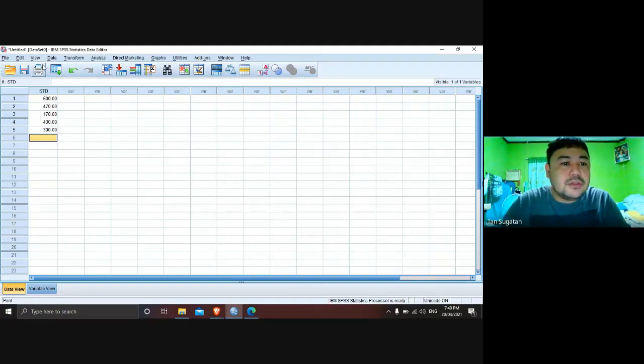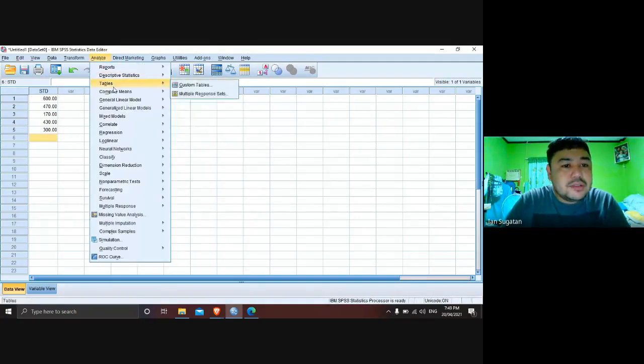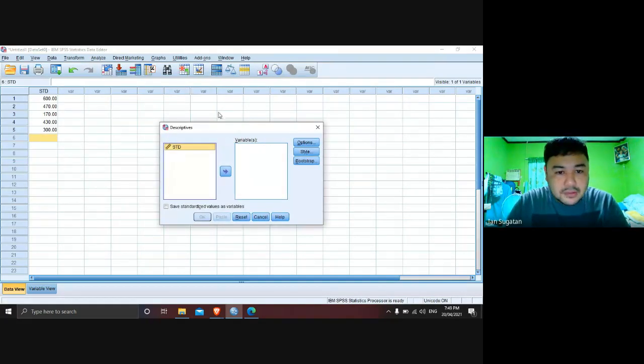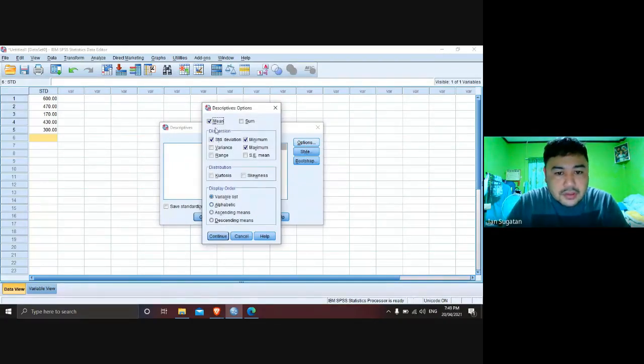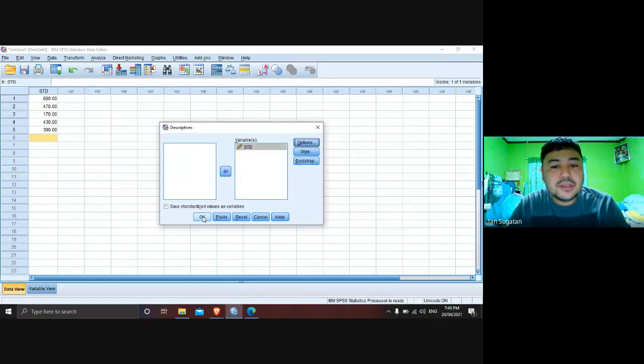Okay, so we will solve this in our SPSS. You go to Analyze, the same thing, to Descriptive Statistics, then Descriptives. It is the same as what we did for variance. So we load it, then in Options, we choose three: the mean, the standard deviation, and the variance. Then Continue. Afterwards, press OK.